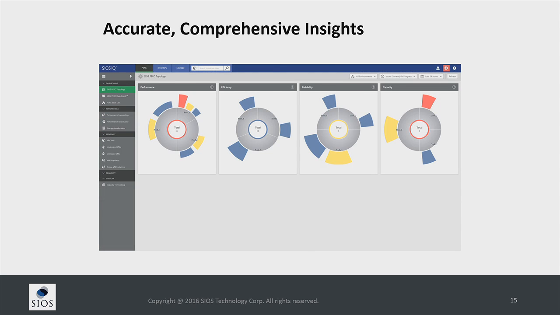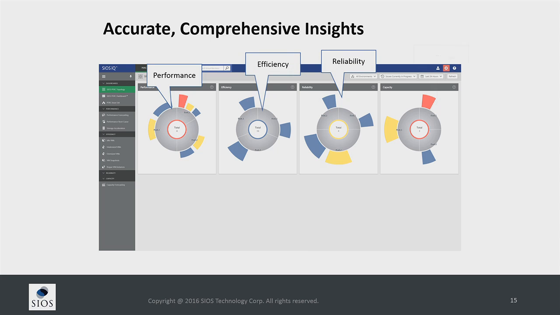So as far as the product itself, SciosIQ structures your view into the environment into four important dimensions: performance, efficiency, reliability, and capacity. And in this case, as you can see, hopefully, we're not presenting you with raw information that requires some sort of parsing, analysis, correlation.